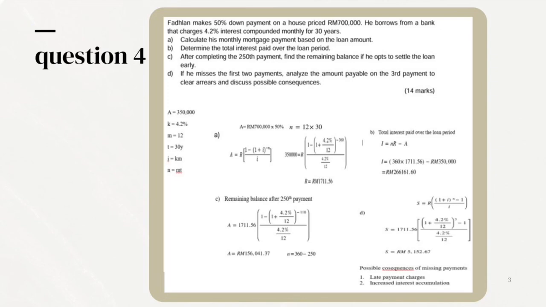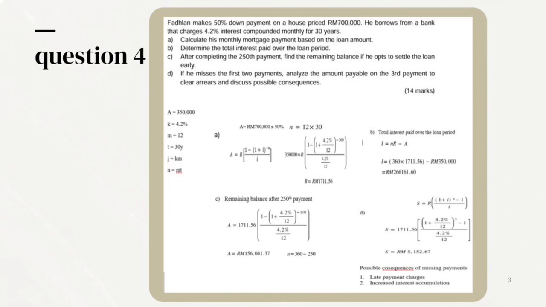B. Determine the total interest paid over the loan period. In this question, we will use the total interest paid formula, which is I equals nR minus A. n is 360, R is 1,711.56, and minus A, which is 350,000. Then calculate using the calculator, so we will get the answer 266,161.60.